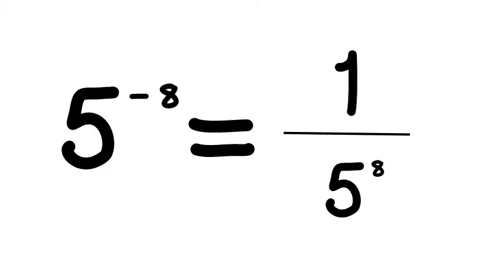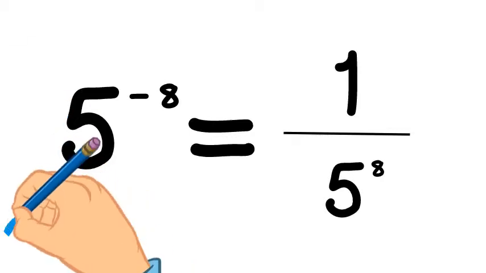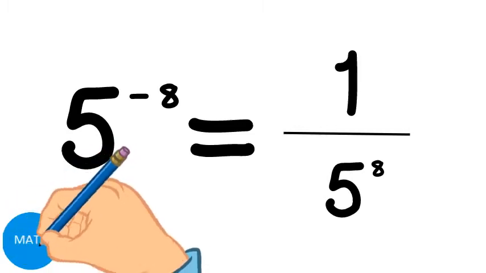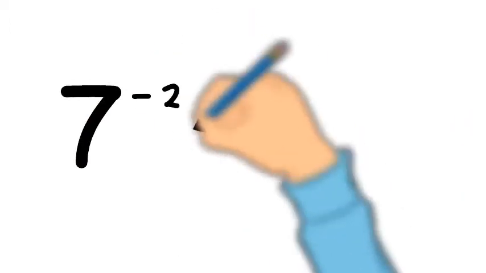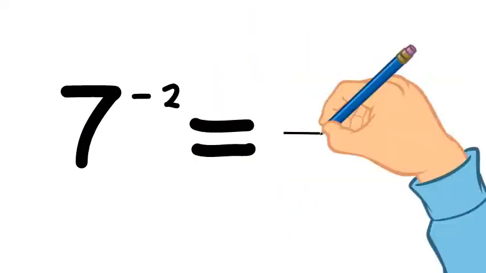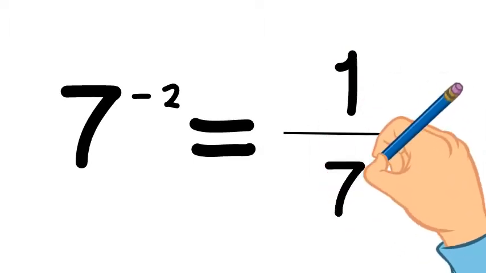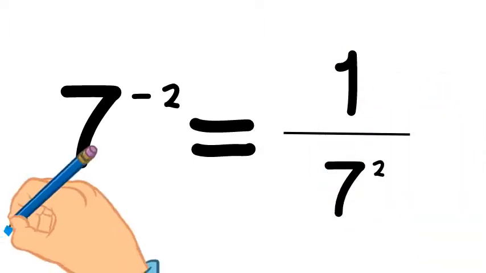An easier way to think of that is when I move something from the numerator to the denominator, I need to change the sign of the exponent. And similarly, when I move something from the denominator to the numerator, I need to change the sign of the exponent. Now be careful, that does not change the sign of the number itself. So in this example, 7 to the negative 2 is equal to 1 over 7 to the second power.